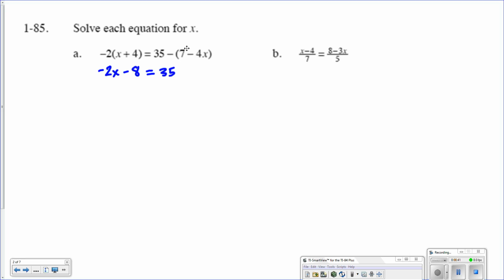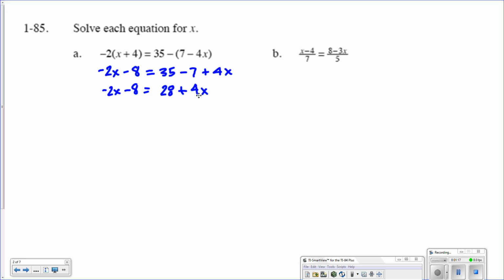So I'm taking away a 7. And I'm taking away a -4x. So when I take away a -4x, I'm going to end up with plus 4x. Next step, check each side, see if we can combine like terms within the expression. 35 minus 7 is going to give us 28. And we still have that plus 4x out there. And then we got -2x minus 8 over here.